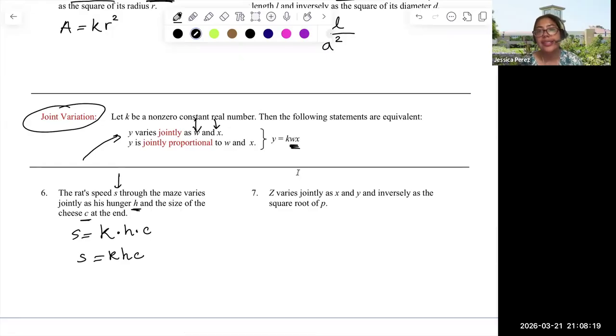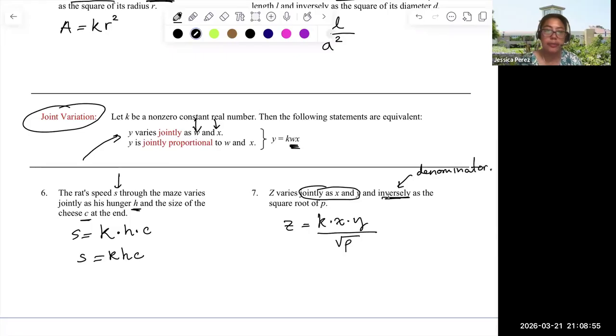Next one up is z varies jointly as x and y and inversely as the square root of p. So z varies jointly as x and y, so it's k times x times y, but now inversely as the square root of p. Every time it says inversely, that means you have to do 1 over the square root of p, so there's going to be something in the denominator. Whatever the inversely is, that's going to be in the denominator.